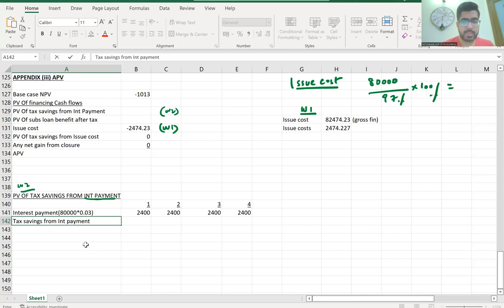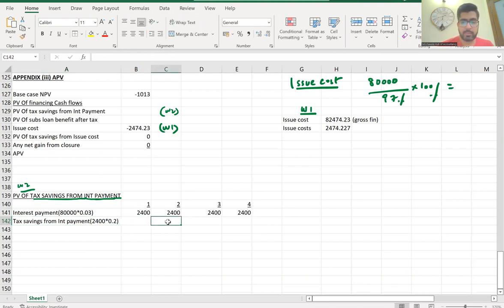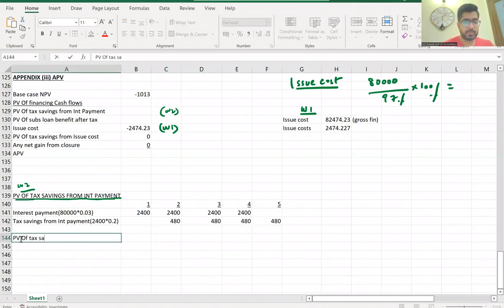Then tax savings from interest payment. First you have the interest payment, this portion. Tax savings from interest payment is multiplied by tax rate. What is the interest payment? 2,400. What is the tax rate? 20%. So tax savings from interest payment would be in arrears, till year five. And lastly, you need present value of tax savings from interest payment.